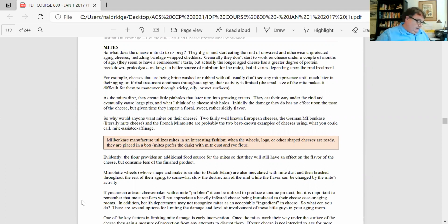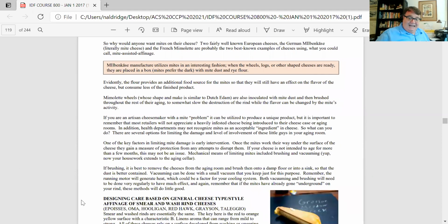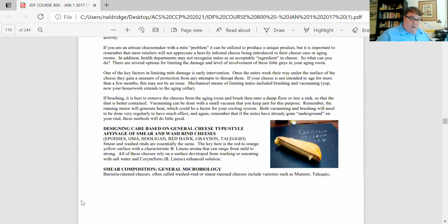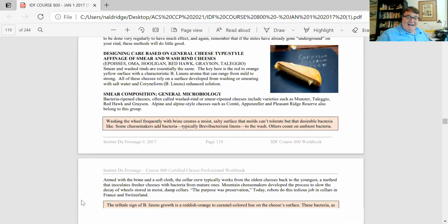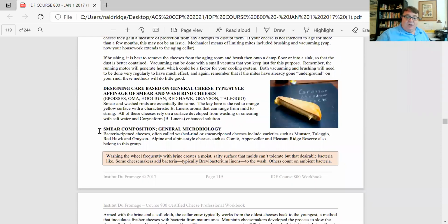All righty. Moving down page 119, continuing on, where the smear ripened. That's what I got out of that page. On page 119, smear composition, general microbiology. I thought that was probably the most interesting part coming from that page. All right, and the blurb, the box at the end.